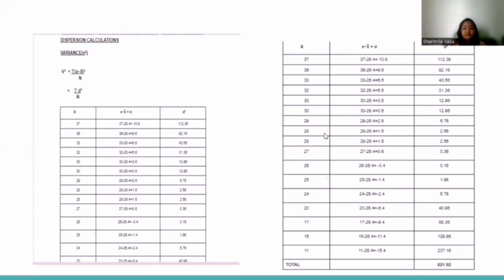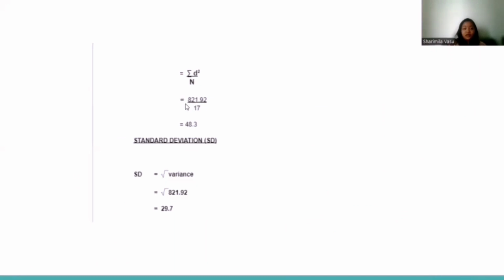And after that, we have to add all these and we get the total, 821.92. After that, we need to divide it by 17. So we get the answer, 48.3. Why do we have to divide it by 17?